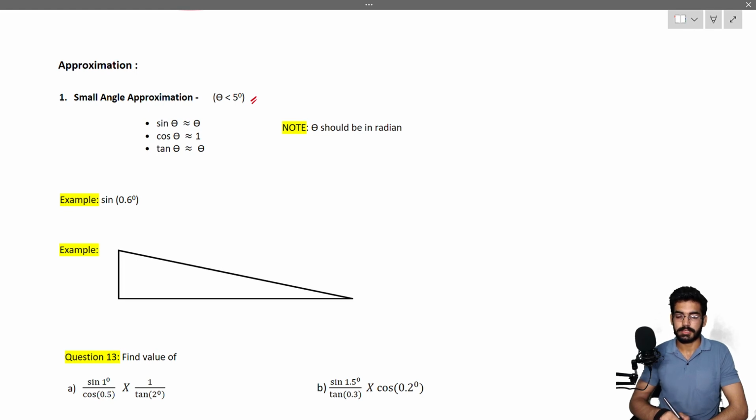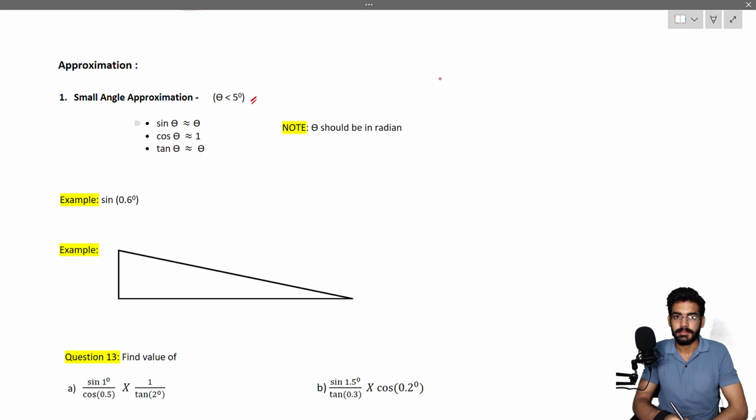And what is it? Small angle approximation says that if you have sine theta and theta is less than 5 degrees, then you can directly write it as theta. But theta now is in radians. When it comes out of sine, it should be in radians. Radians means, as I taught you in the first lecture, you have to multiply by the factor pi by 180. So when you are checking the angle, you check in degrees that it is less than 5 degrees, but when you are taking it out of the sine, you have to make sure that it is in radians.